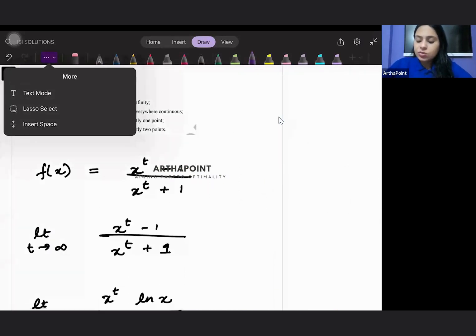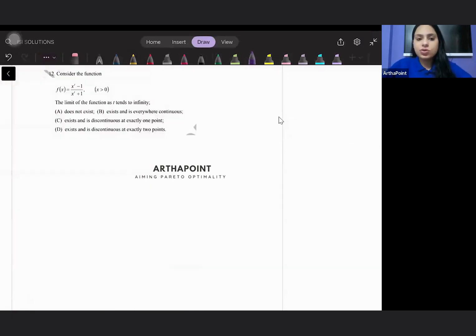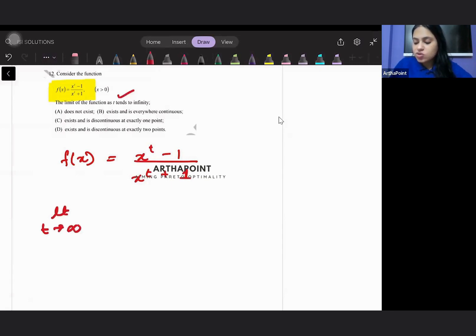All right. Look into question number 12 of this paper. Question number 12 says that you are given a function, which is x to the power t minus 1 upon x to the power t plus 1. And you need to check what happens to the limit of the function, but here t tends to infinity. So we are not talking about the limit of the function as x tends to anything. Rather, we are talking about the limit of the function as t tends to infinity. So t, notice, is coming here in the power.